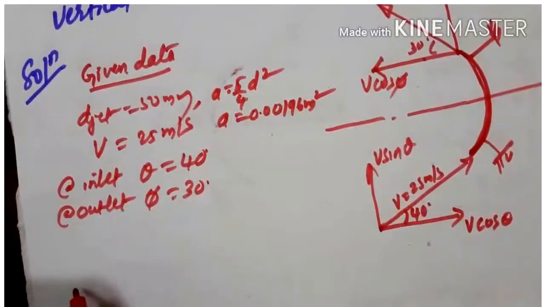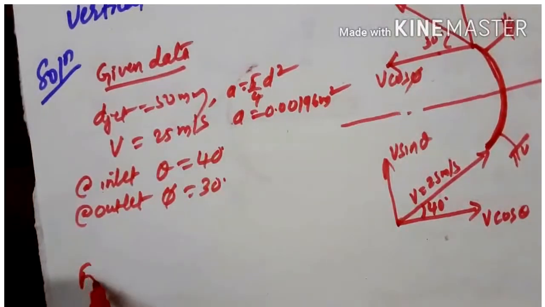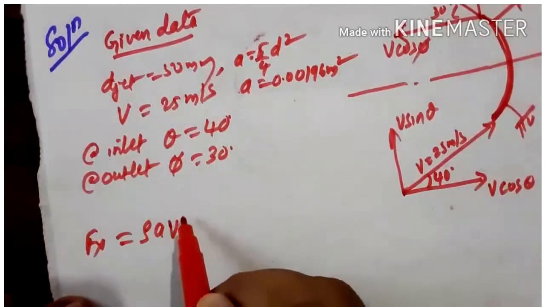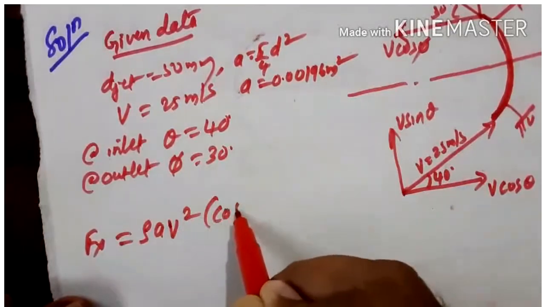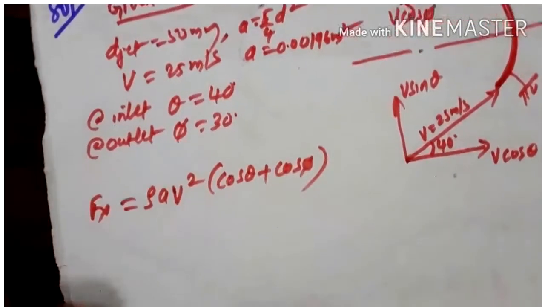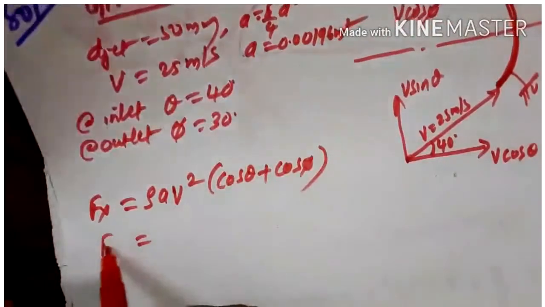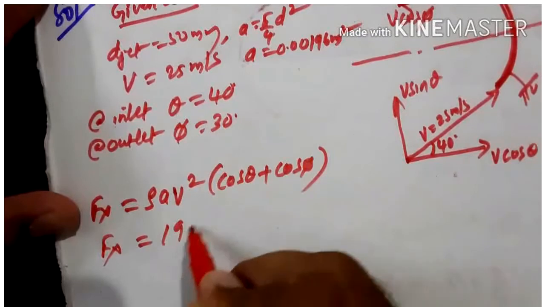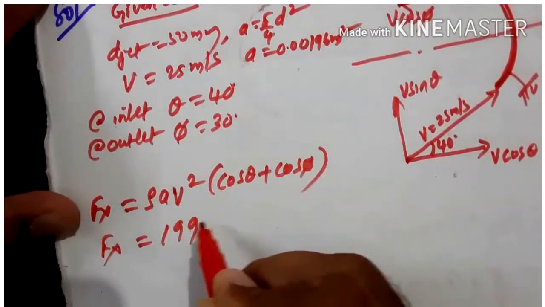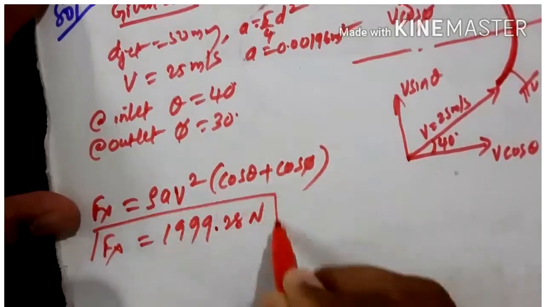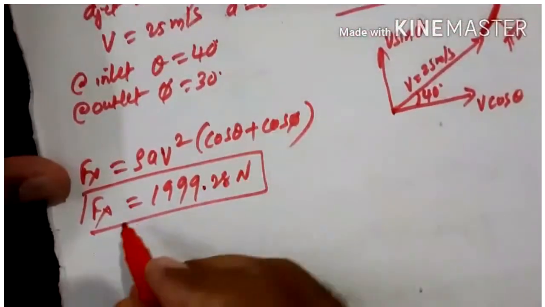Now the force exerted by the jet in x direction, Fx, we know the formula: rho a v square, and for the unsymmetrical case, as we already derived, cos theta plus cos phi. Then substitute the values in this equation, and you will get the answer 199.28 Newton, and this is in x direction.